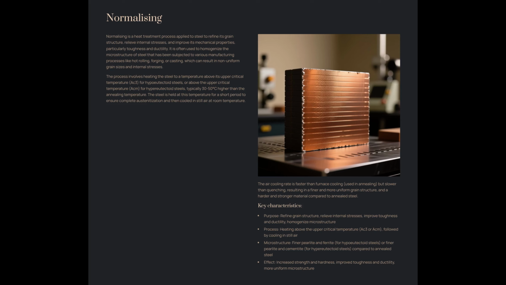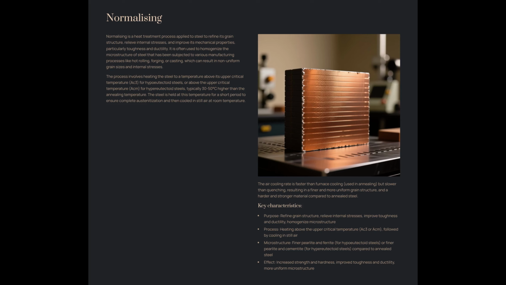Normalizing is a heat treatment process applied to steel to refine its grain structure, relieve internal stresses, and improve its mechanical properties, particularly toughness and ductility. It is often used to homogenize the microstructure of steel that has been subjected to various manufacturing processes, like hot rolling, forging, or casting, which can result in non-uniform grain sizes and internal stresses.